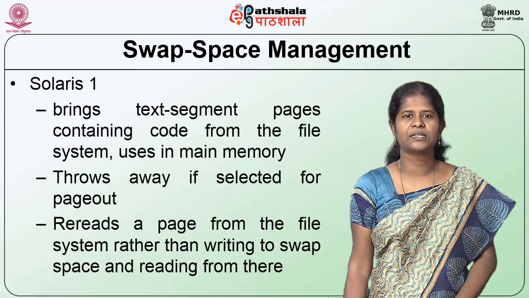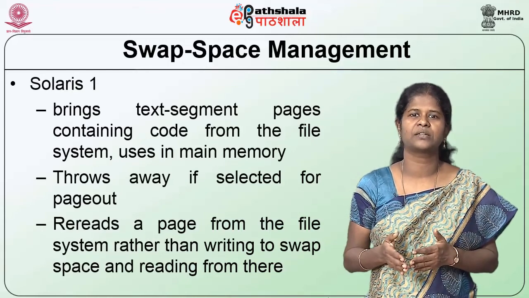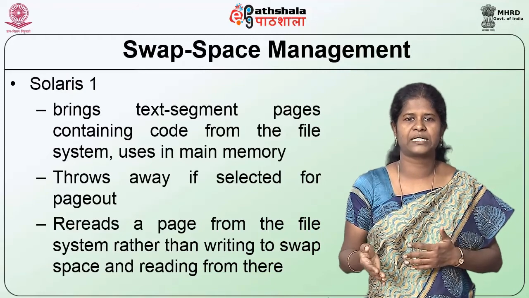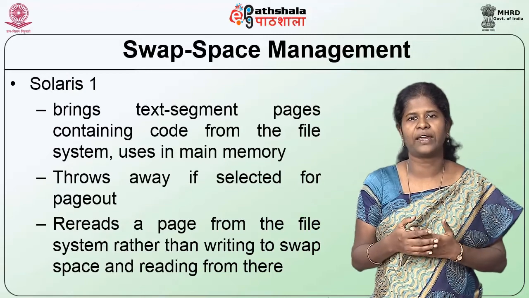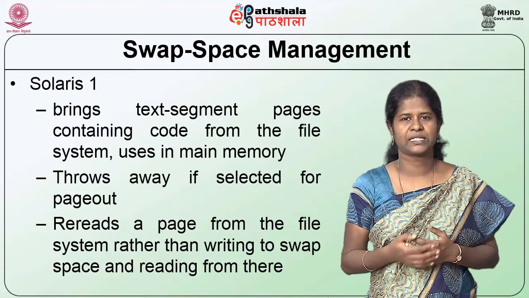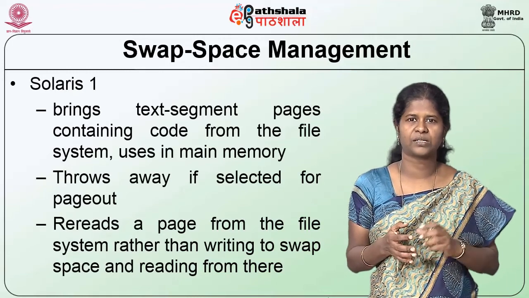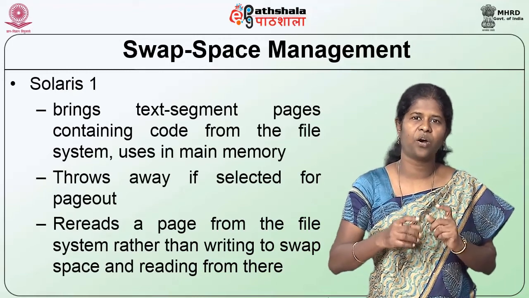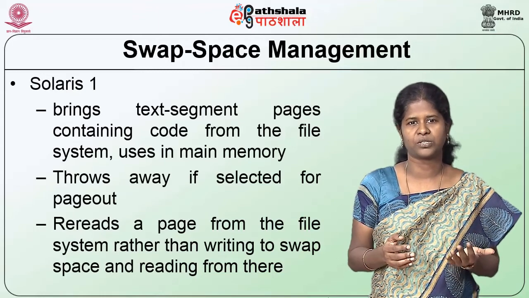And in the Solaris 1 machine, it will bring the text segment pages containing code from the file system and use them in the main memory. We all know that the executable file will be kept as a file in the file system. The executable file can have text, data, and other regions. So, the text region will be taken from the file that is kept in the file system and be brought into the memory.